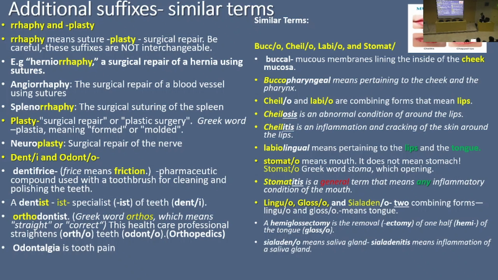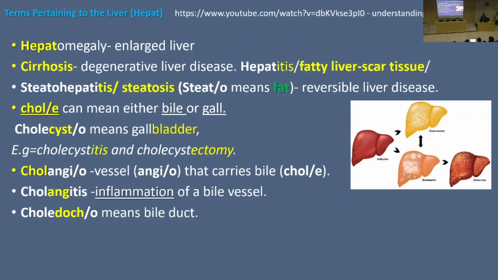Denti and odont, they mean the same thing. Bucco means cheek, and labi means lips. Stomat, remember, means mouth. Try not to get confused between stomach with that one. And lingual and gloss is tongue. That's kind of all we did really yesterday. I know you guys were a little bit asleep. Cirrhosis, we have to know that. And coal. Coal is one of the most important terms, actually. It's very heavily weighed in this unit.